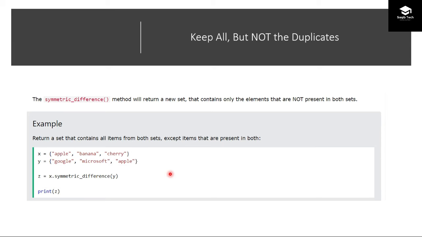The symmetric_difference is a method that will return a new set that contains only the elements that are not present in both sets. It will check which elements are present in both sets, and it will store only those elements which are not present in both. I hope you understand it.